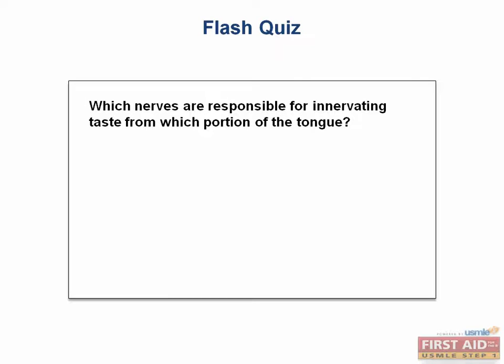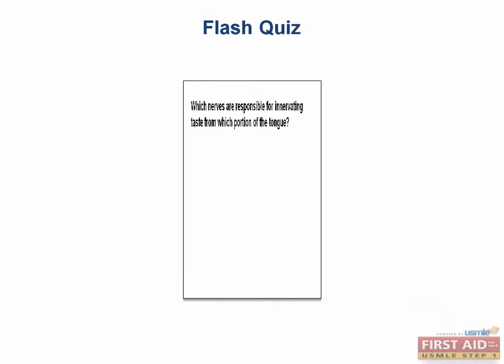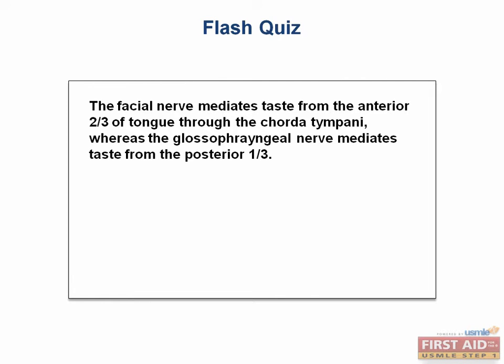Okay, it is time for a flash quiz. Which nerves are responsible for innervating taste from which portion of the tongue? This is a good one, and it's one that you should definitely remember. The facial nerve mediates taste from the anterior 2/3 of the tongue through the chorda tympani, right? That's cranial nerve 7. Whereas the glossopharyngeal nerve, cranial nerve 9, mediates taste from the posterior 1/3 of the tongue.